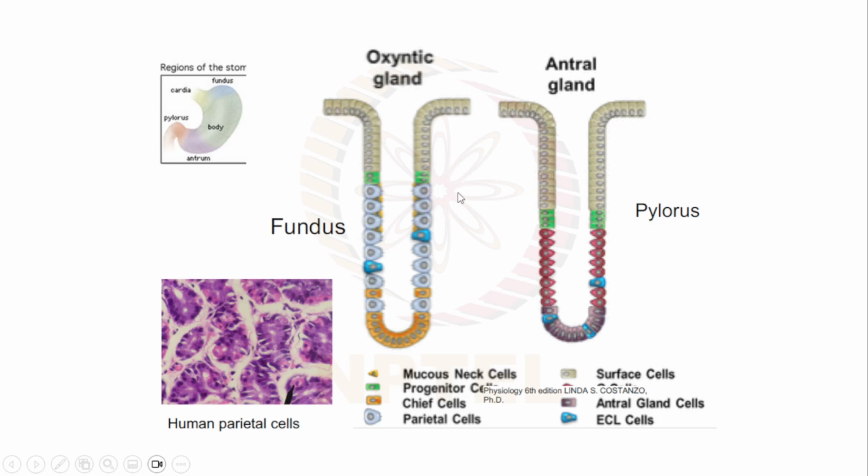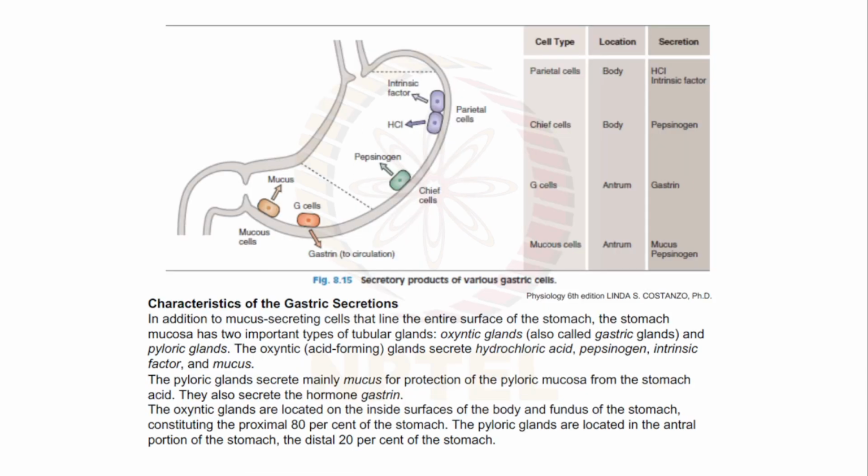Then there are the progenitor cells. These are actually the stem cells which will replace the damaged cells, which sometimes get damaged when the body is digesting the food. And the mucous neck cells, okay, so these are the mucus secreting cells. Again, in the antral part we have what? The G cells, the red ones, these are the G cells. And the blue ones are the ECL cells. We'll see further what the ECL cells are, what the G cells are, and what they do.